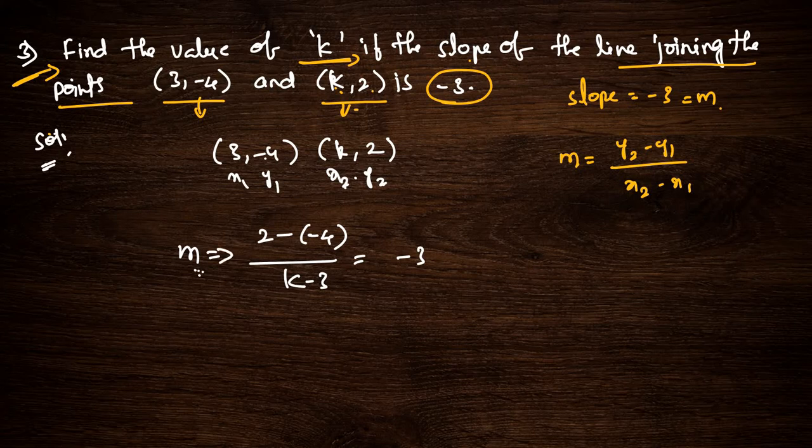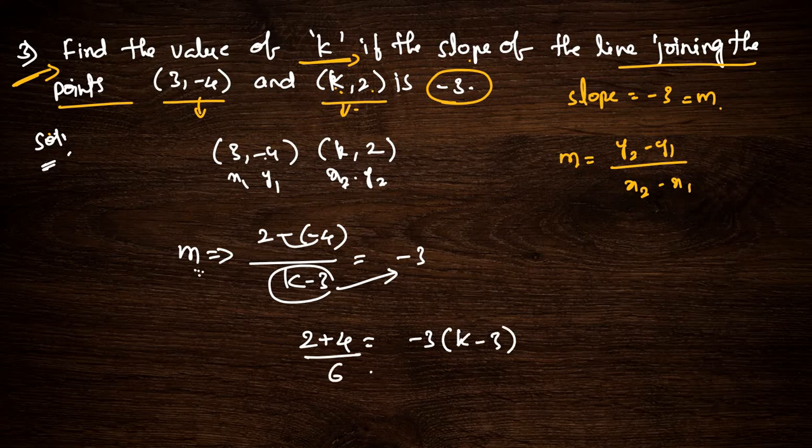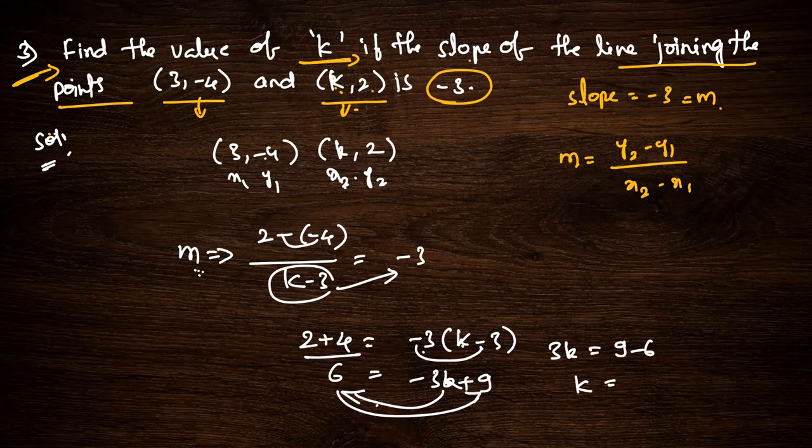So the denominator will go to the right side of the equation. Minus into minus is plus, 2 plus 4 is equal to minus 3 into k minus 3. So here this is 6, and it will become 3 into k minus 3k, minus into minus plus 3 times 3 is 9. So 3k will come here and 6 will come here. So 3k is equal to 9 minus 6. So k is equal to 3 by 3, which is 1. K is equal to 1, this is the answer here.